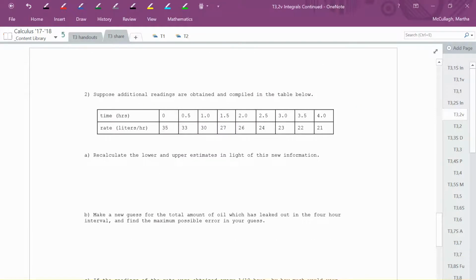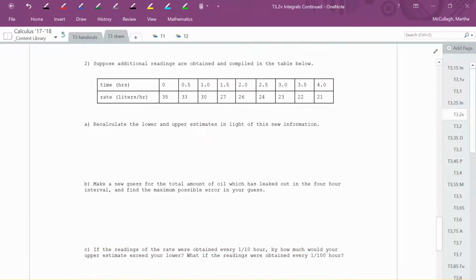So on the back page, we sent the team back out and we said, we want more measurements than what you gave us the first time. Go out and measure every half an hour. So they did that, and we're recalculating the upper and lower estimates in light of this new information.